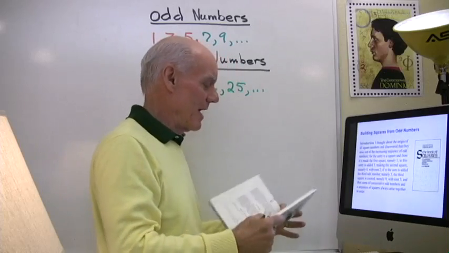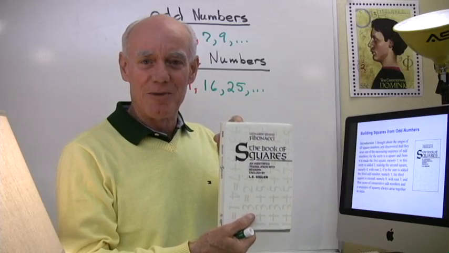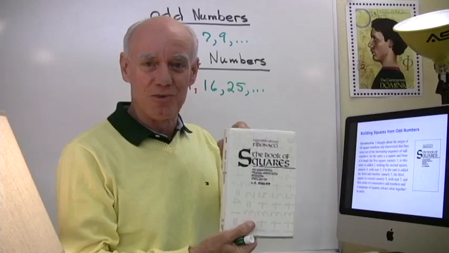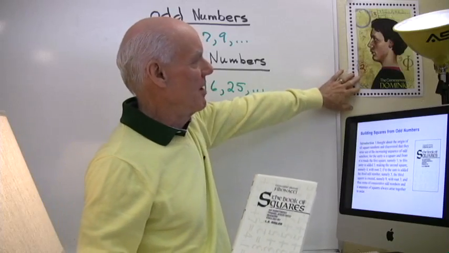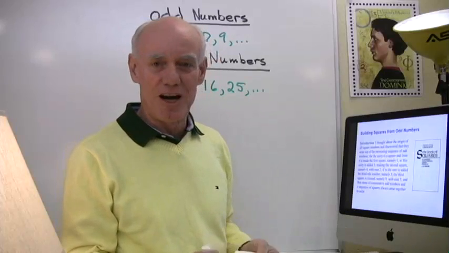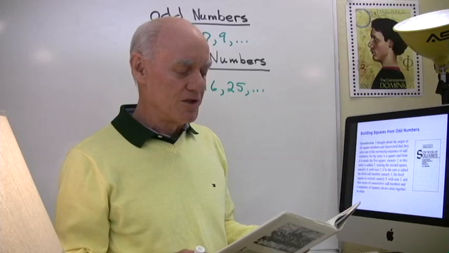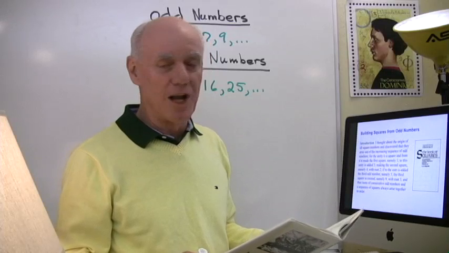And I'm going to tell you about that by reading to you from the Book of Squares, written by the Italian mathematician Fibonacci in the year 1250. Here's a postage stamp with a little picture of Fibonacci on it. So in the very first paragraph of the Book of Squares, here's what Fibonacci says. I thought about the origin of all square numbers and discovered that they arise out of the increasing sequence of odd numbers. For the unity is a square, and from it is made the first square, namely 1.